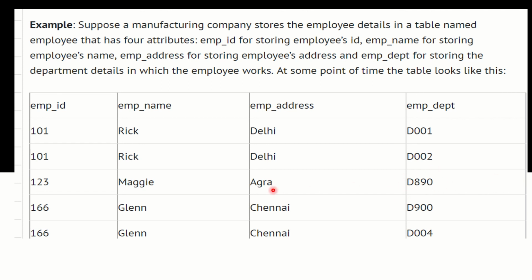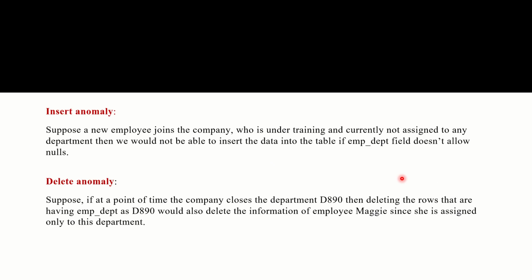If you are deleting the entire row, all the information about the person who is working in that department will also be lost. So if you are deleting the third row, because that particular department is not working in the company, we have to delete all the information about Maggie. In future, if you want to know about the person who worked in that particular department, it is not available because we already deleted that row from the table. So that is called a deletion anomaly.